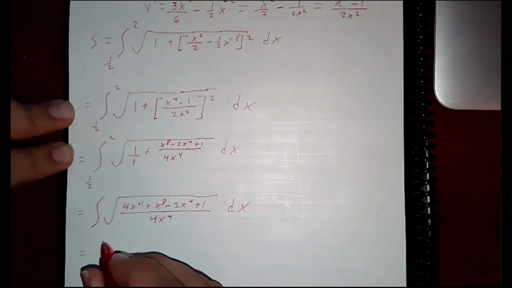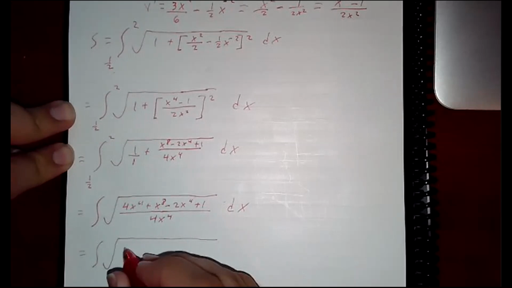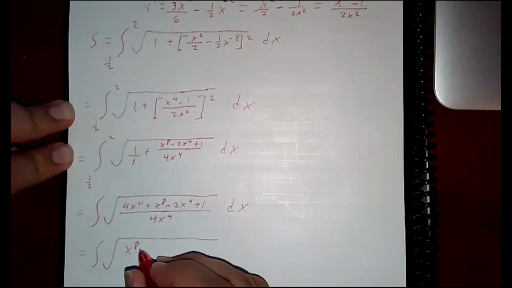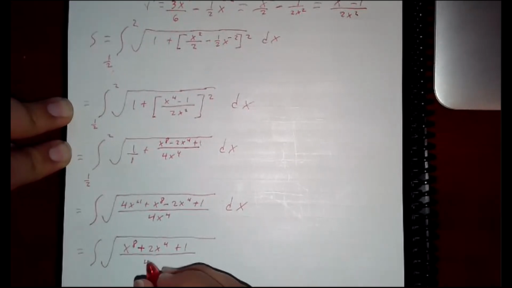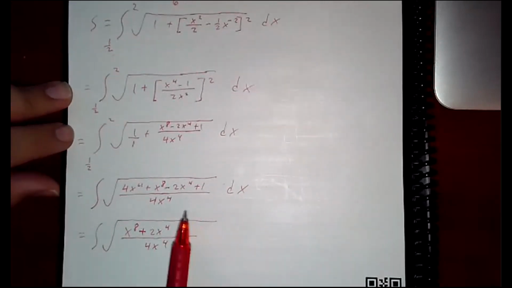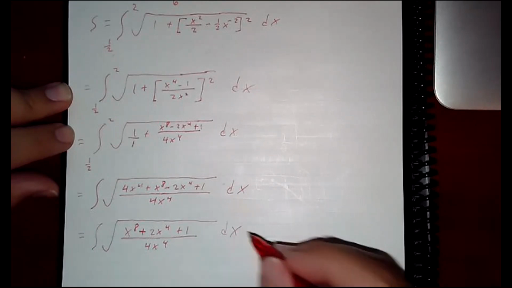So we'll get to the square root of (x^8 plus 2x^4 plus 1) over 4x^4. So when did it become positive? 2x to the power 4? You have 4 minus 2. Ooh, 2, right? Got it. Okay.